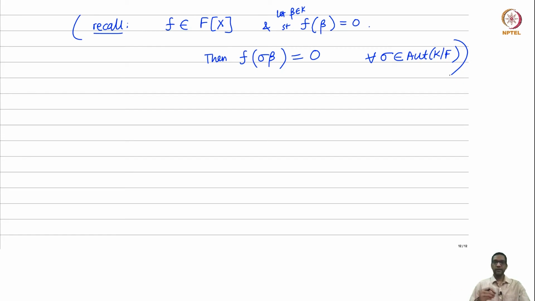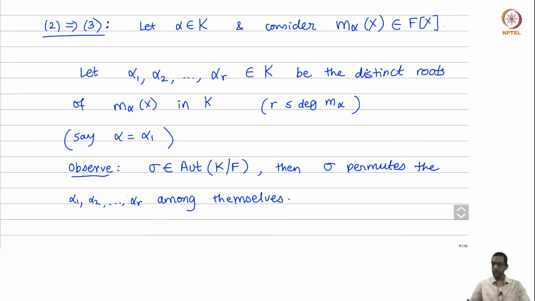All you have to do is write the polynomial f out and apply sigma to it. Just look at f of beta equals 0, and apply sigma to the equation. The coefficients will not change because sigma fixes the field F, since you have assumed sigma is an automorphism of K over F. The powers of beta will all become powers of sigma of beta instead, and that will show that f of sigma beta is 0. In other words, if beta is a root of f, then sigma beta is also a root of f. Therefore, sigma must permute the roots of f. That's exactly the fact we are looking at here. So we know for sure that sigma must permute alpha 1 through alpha r among themselves.